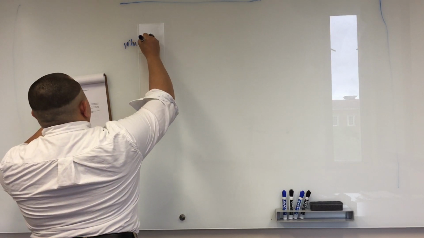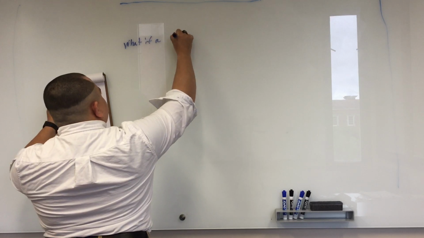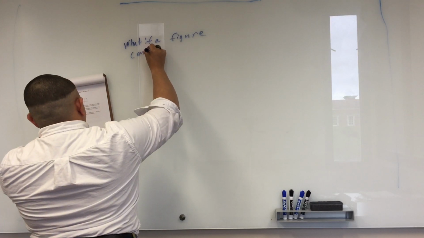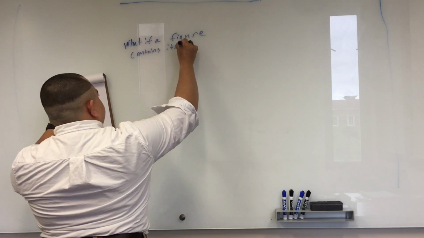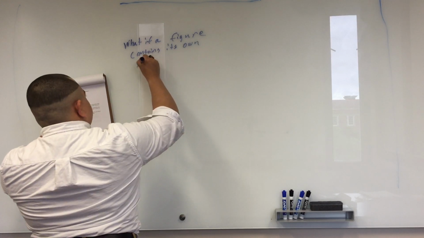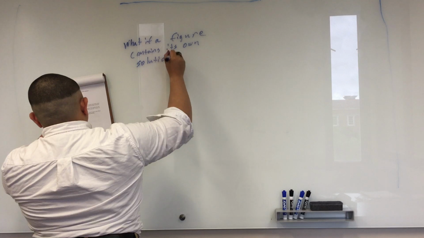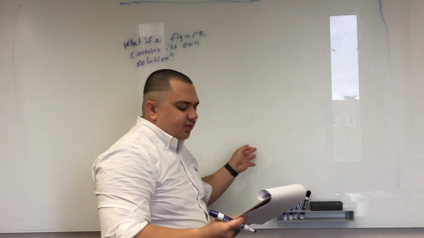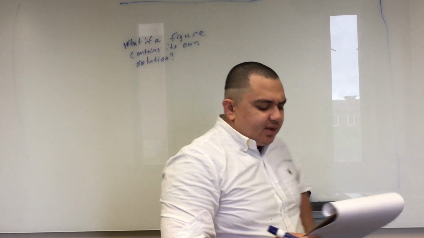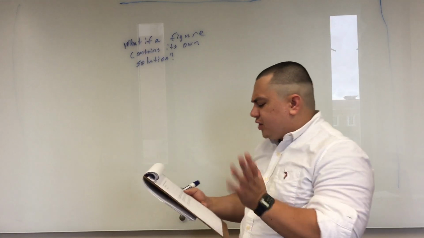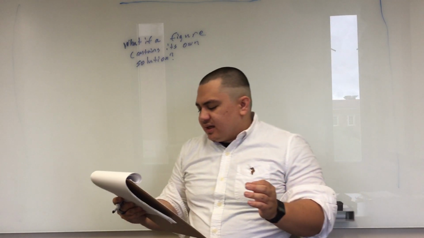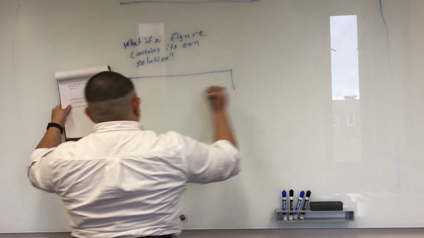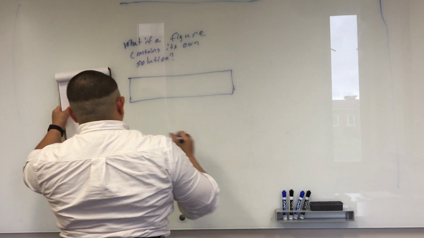What if a figure contains its own solution? Some diagrams don't need numbers to speak. They contain relationships within them, areas that constrain each other's shapes, whose positions imply conclusions. One such shape, just this simple rectangle.